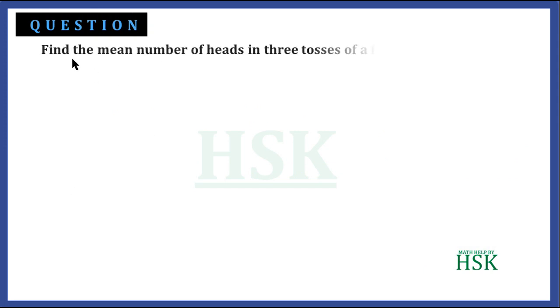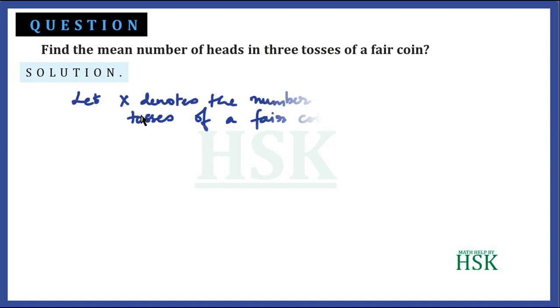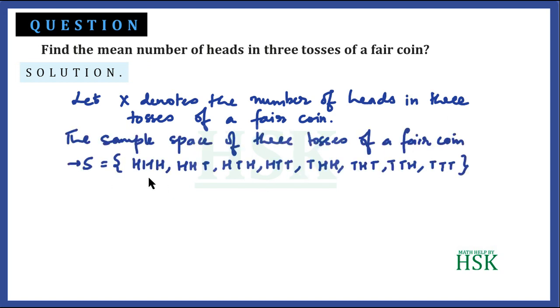Now the question was, find the mean number of heads in 3 tosses of a fair coin. To solve this question, first of all we have to find the probability distribution of heads in 3 tosses of a fair coin, and after that we can calculate the mean number of heads. So to prepare the probability distribution, as done in the previous questions, we first consider that x denotes the number of heads in 3 tosses of a fair coin.